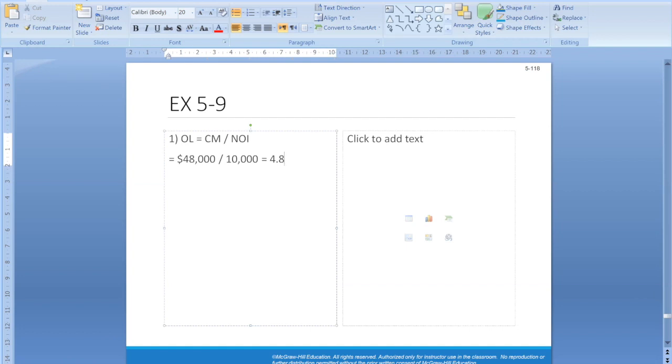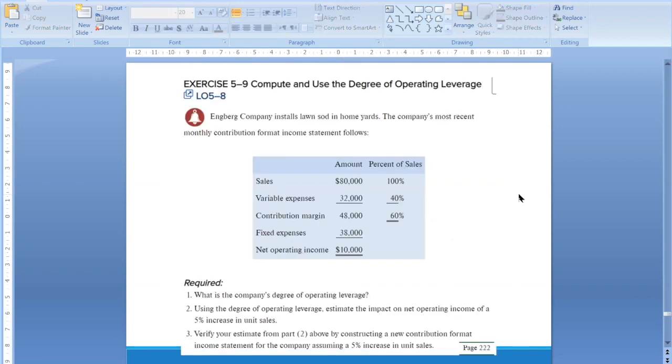That's all for one. Okay. So simply contribution margin divided by net operating income. So this will give you the operating leverage. Number two, using the degree of operating leverage, estimate the impact on net operating income of a 5% increase in the net sales.